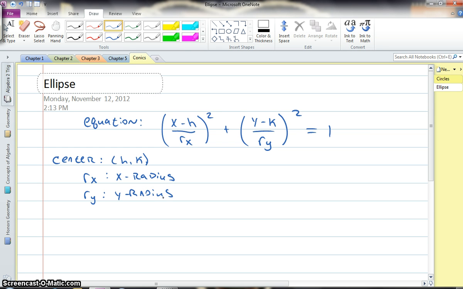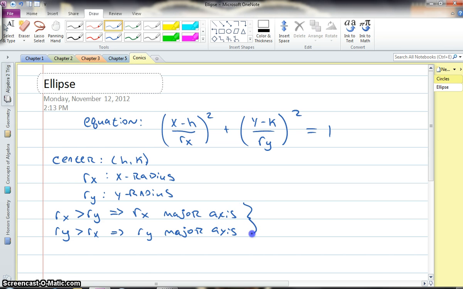Now, if your x radius is greater than your y radius, we would call r sub x our major axis. Sometimes you'll hear semi-major axis. If your y is bigger, then your y radius is your major. So the larger radius is our major axis, and the other one would be your minor axis.